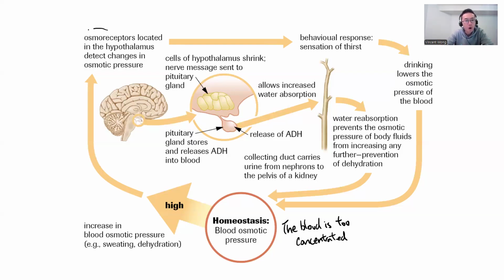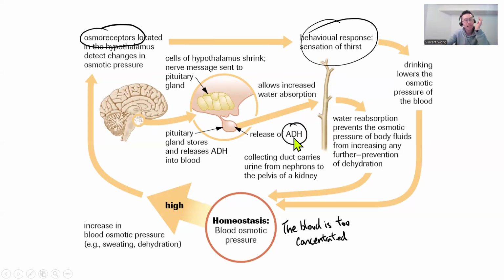So there are osmoreceptors, which, as the name implies, are receptors that detect osmolarity. It's kind of like a chemoreceptor, if you would, and it would cause you to feel thirsty. When you're thirsty, you should drink water, and that should dilute the blood a little bit. Similarly, the high blood concentration will cause the cells in the hypothalamus to shrink, and then you will release ADH.